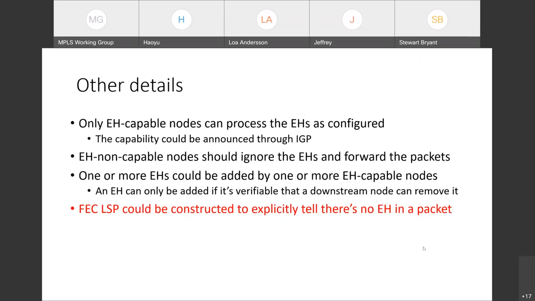And also to optimize the operation, we use some FEC label to explicitly indicate there is no extension header in a packet. With this label, the node can immediately know that there's no extension header, so it doesn't need to scan the label stack to try to find it. So I will use an example to show how it works.